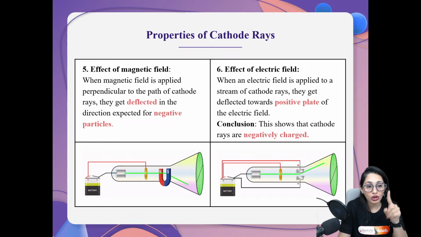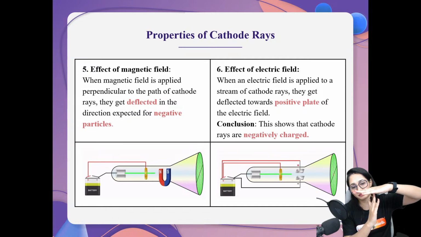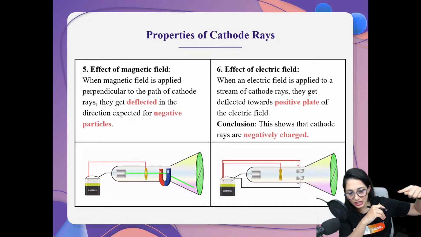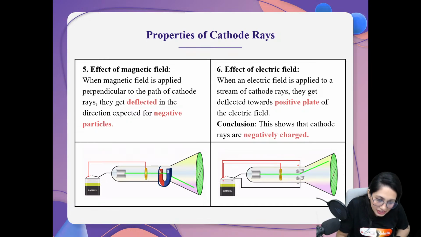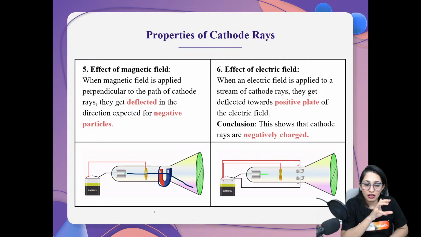And not just that, what is the effect of magnetic field on cathode rays then? When magnetic field is applied perpendicular to the path of the cathode rays, they get deflected in the direction expected for negative particles. So perpendicular means this one. When we apply magnetic field like this, the cathode ray is going like this, so the magnet is placed like this. Right? What happened? The rays deflected. They change the direction of their travel.